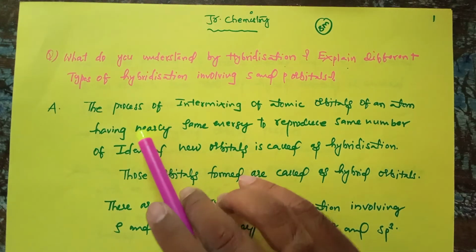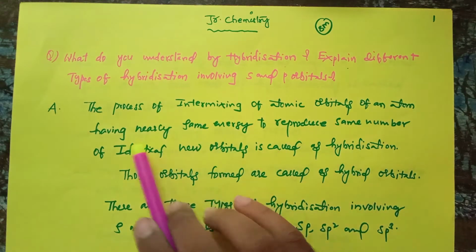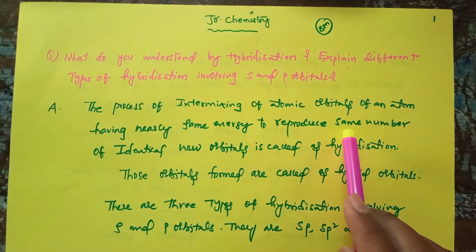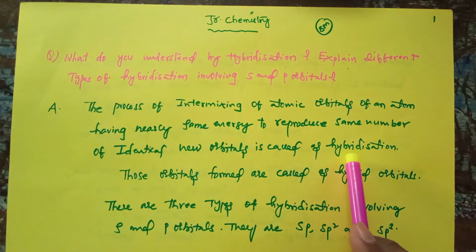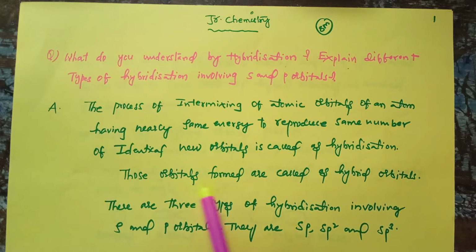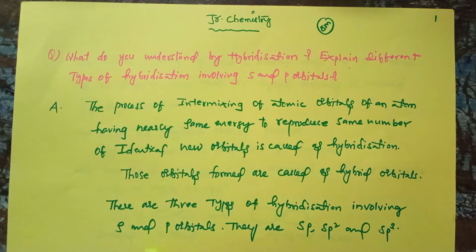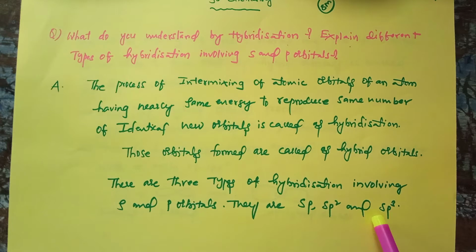What is hybridization? The process of intermixing of atomic orbitals of an atom having nearly the same energy to produce the same number of identical new orbitals is called hybridization. Those orbitals formed are called hybrid orbitals. There are three types of hybridization involving s and p orbitals: sp, sp2 and sp3 hybrid orbitals.